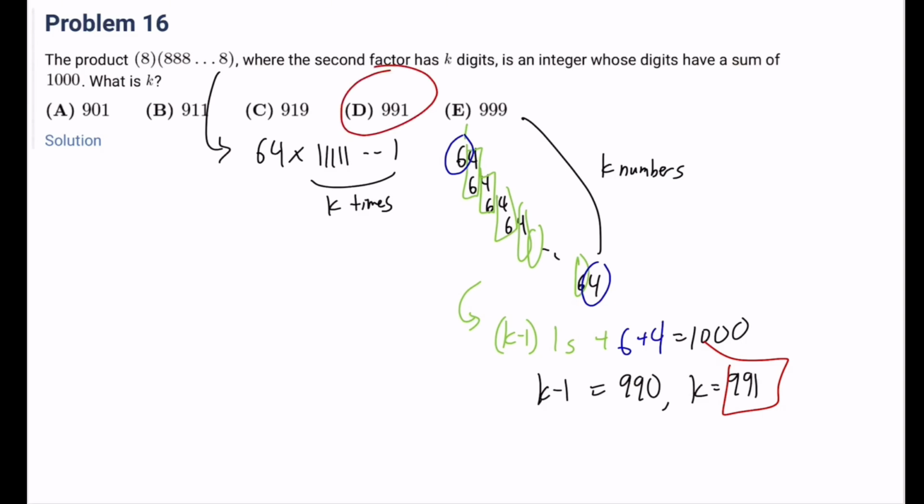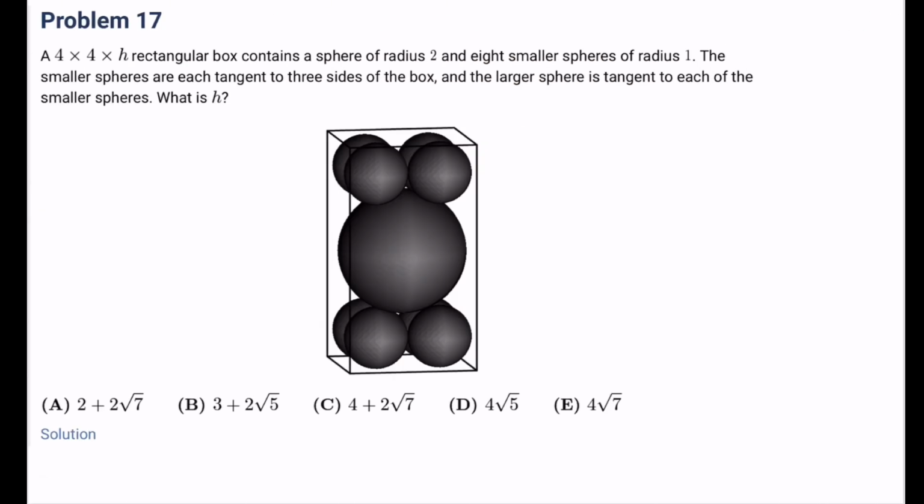It's D. Number 17, a 4x4x8 rectangular box contains a sphere of radius 2 and 8 smaller spheres of radius 1. The smaller spheres are each tangent to the 3 sides of the box, and the larger sphere is tangent to each of the smaller spheres.